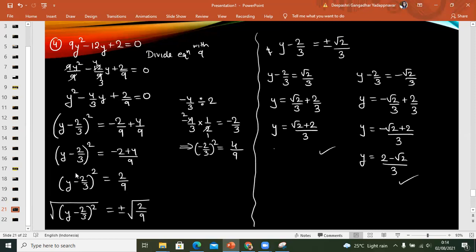Two more questions are left in this exercise. Now let's solve the next question, question 5. Question 5 also, same steps you have to follow. 2y square plus 9y plus 10 equals 0. As I told you, in front of y square there should be only 1. There should not be any number. So here there is the number 2, so we have to remove that 2.